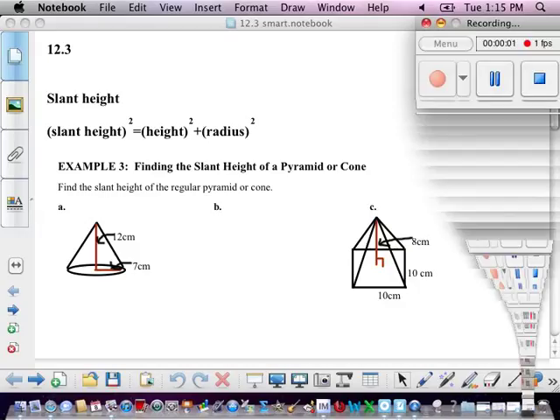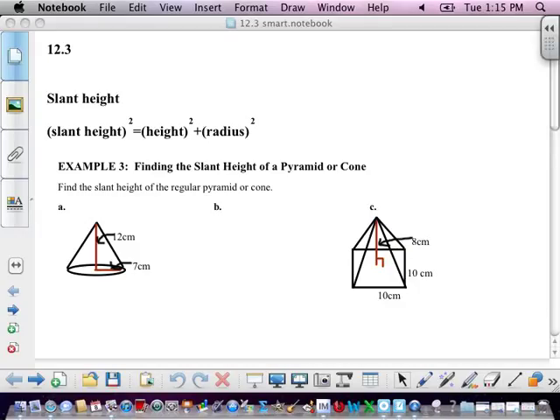All right, ladies and gentlemen, we're talking about the surface area of pyramids and cones. The new things that you have to learn, most of these are written on here already. To find slant height, it's just the Pythagorean theorem. Slant height squared equals height squared plus the radius squared.